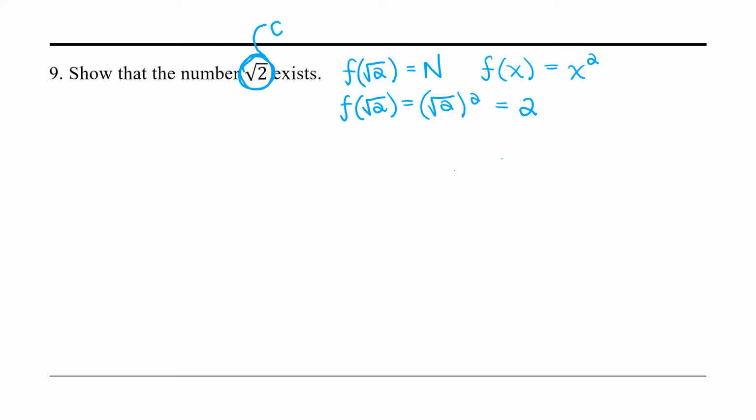So if the square root of 2 is actually a number, and it exists, then it's going to be the solution to the equation x squared is equal to 2. So we have our function, and we have our output, and now we just have to find an interval so that we can use the intermediate value theorem. But we have the main things that we need, so we can move on to stating the intermediate value theorem.